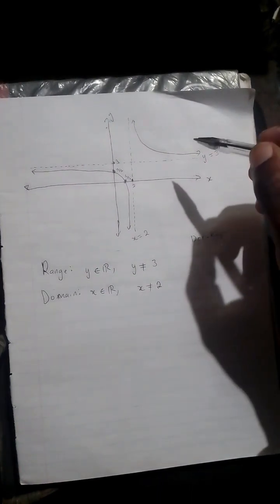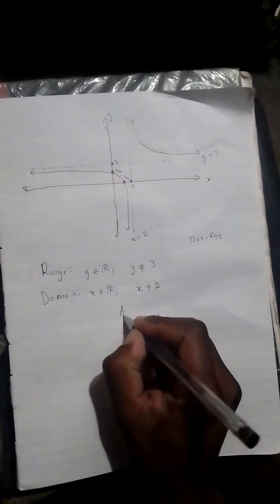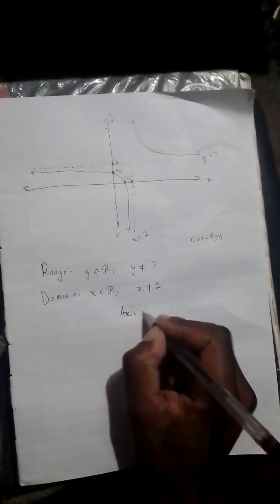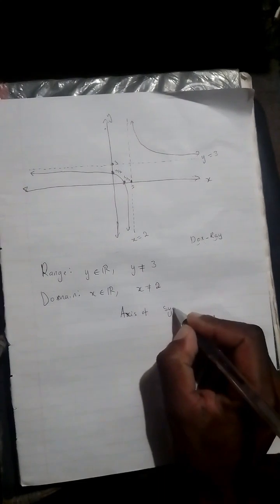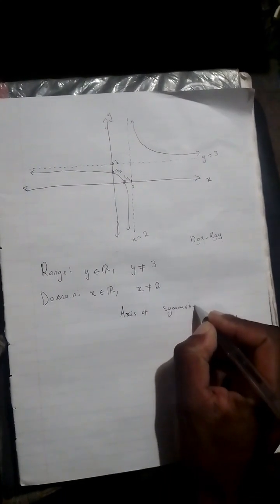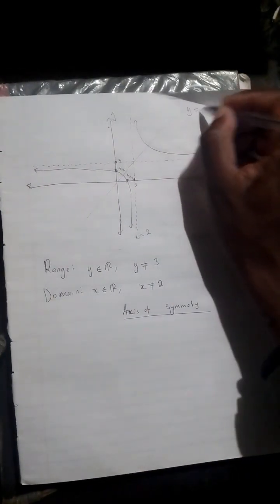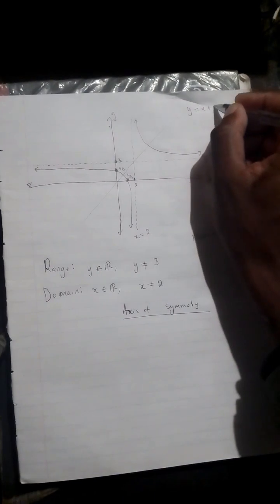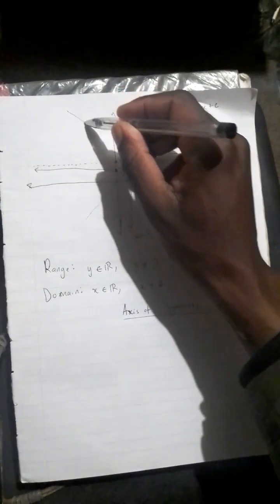Now let me talk about the last thing about hyperbolas. A hyperbola has axes of symmetry. Axes of symmetry divide the graph equally in between. So the first one will pass like this through the intersection of the asymptotes, right? So this one is going to be the positive axis of symmetry, y equals x plus c, and the other one will be like this.